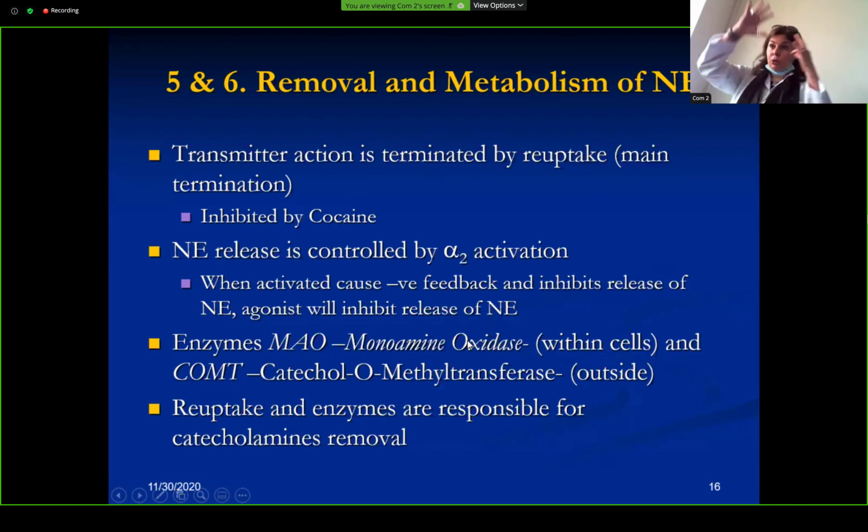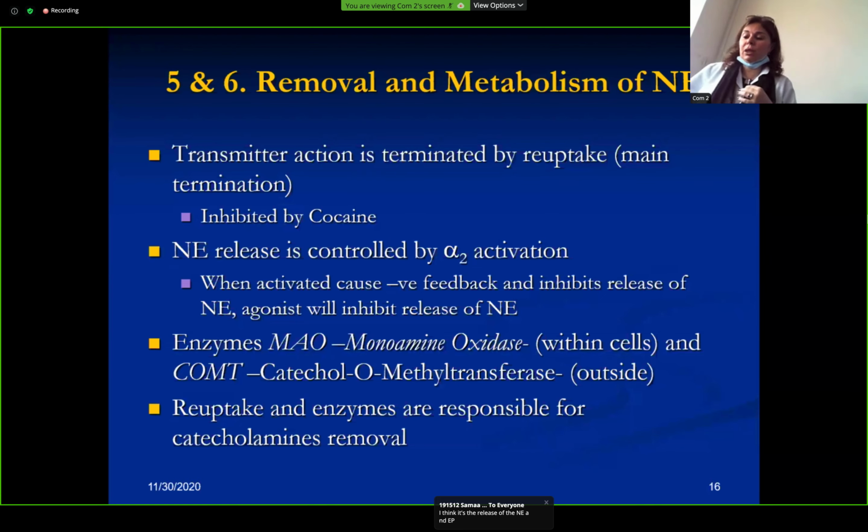Anatomy: this is the way I like to understand the whole pathways. What are the receptors, the major ones, and then you have to memorize. Remember, alpha 2 is related more to inhibition. Remember, I told you that we have the enzyme monoamine oxidase, which we find in the synapse. That's why I told you about it if we don't have it in the storage. And then you have COMT, which is found postsynaptically. Reuptake and enzymes are responsible for catecholamine removal.